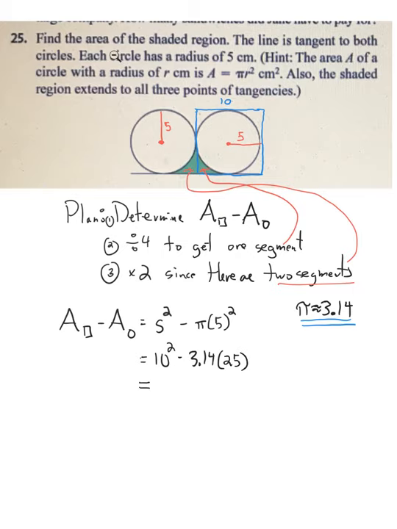And you can quickly work this out on the side of your page if you like. And you should get that this is 21.5. So that's part 1. Part 2 is we're going to take 21.5 and divide it by 4. So you could do a little long division here if you like.